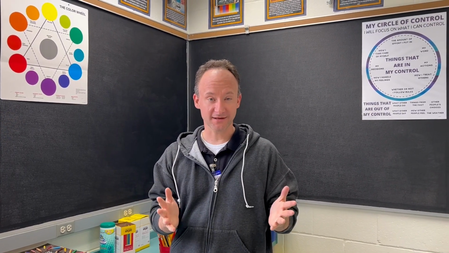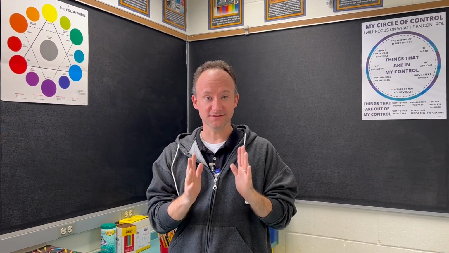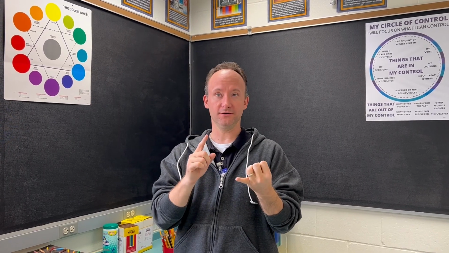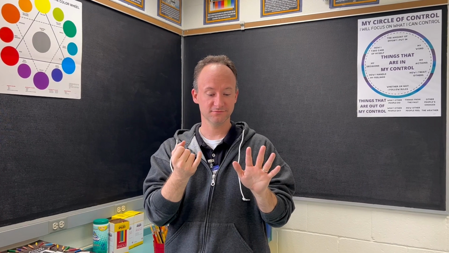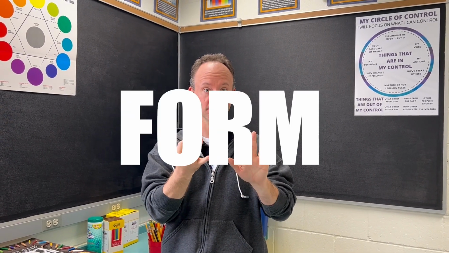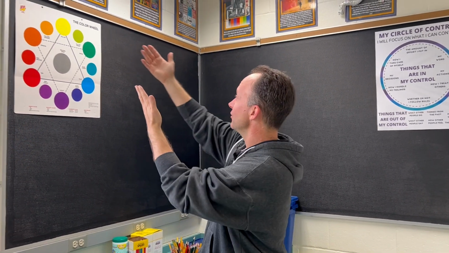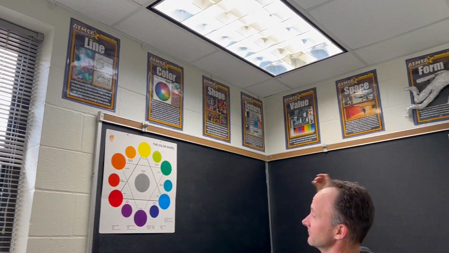Digital friends, we're back. The basics of art, the 7 elements of art are line, color, shape, value, texture, space, and form. I've got them all represented up here.